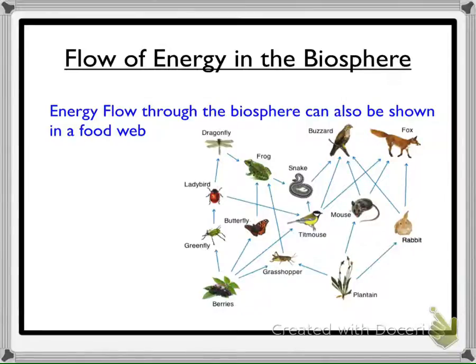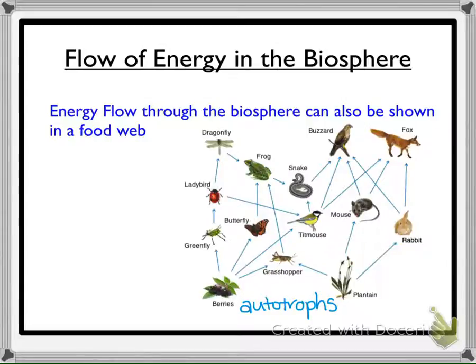In a food web, we're still going to be able to observe our autotrophs, or our producers. In this case, it is the berries and the plantain. Everything else in this food web is going to be a consumer, or a heterotroph. And then the food web is going to show us all of the different possible ways that energy can be transferred through the biosphere. So for example, the plantain is going to harness energy from the sun. That energy can be transferred to the mouse and then transferred again to the fox.